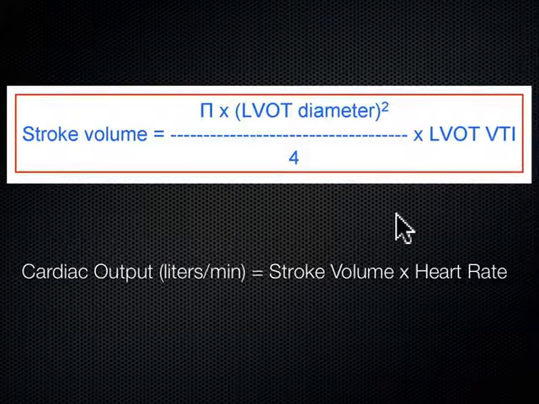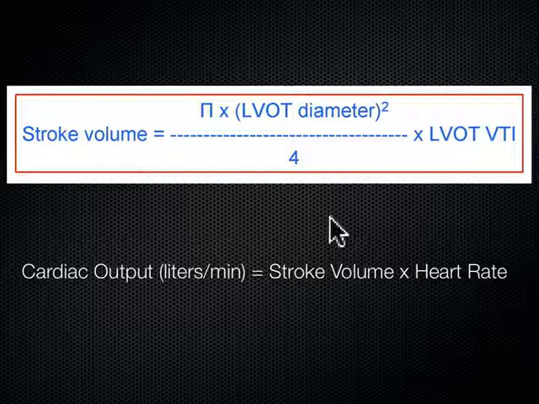So to summarize, we got the LVOT diameter, we measured that ourselves and gave that to the machine, and then the machine squared that, times pi divided by 4, and then multiplies it by this term right here, the LVOT velocity time integral, and that gives us stroke volume. And by the way, since the machine is watching the pulsations of the heart, it knows what the heart rate is. So it takes that stroke volume, multiplies it by the heart rate that it's watching, and gives you cardiac output at the bottom of the screen. And it looks a little something like this.